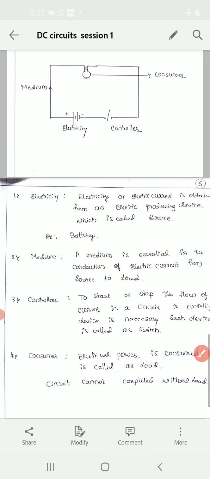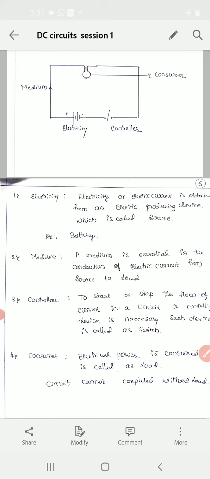Okay, next, medium. Medium is essential for the conduction of electric current from source to load. Medium means transferring the electric current from source to load. Whenever current moves from the positive terminal to the negative terminal, control is required. Whenever the switch is in the on position, at that time the lamp is on. Then this is your medium. Example, connecting wires, copper wires, aluminum wires.